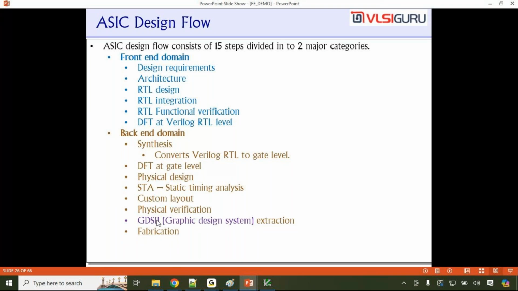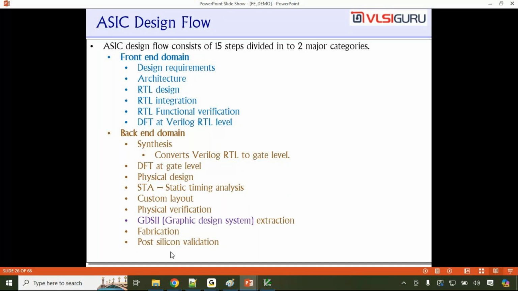Once you have the GDS2 file, what do you do? It goes for fabrication. Then we do post silicon validation. I will explain what post silicon validation is in a slide later. Here, I just have to explain it in brief.